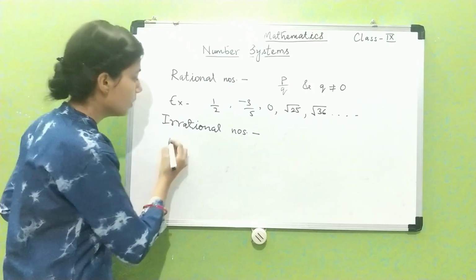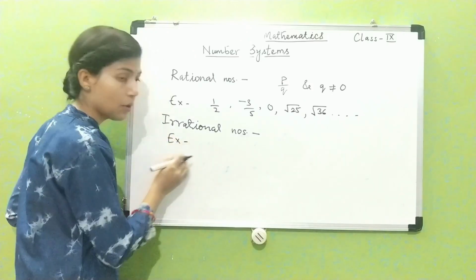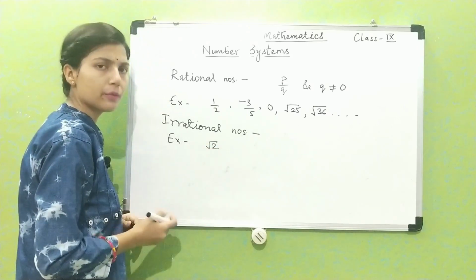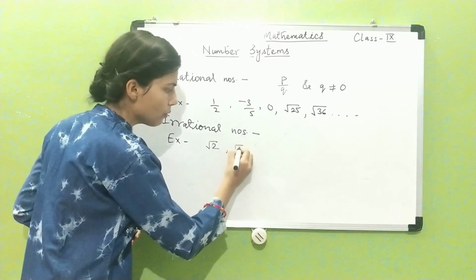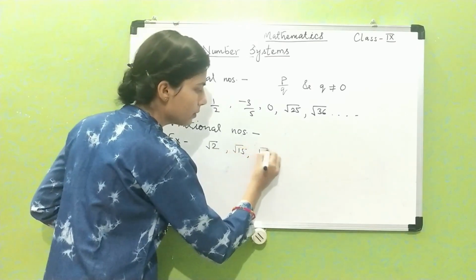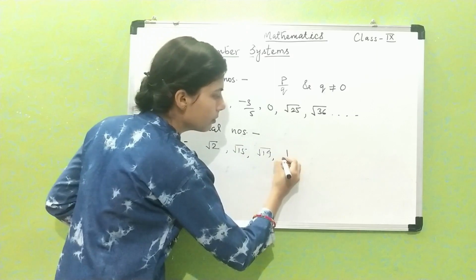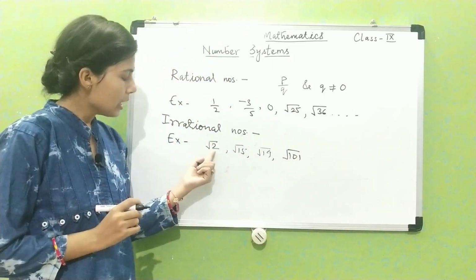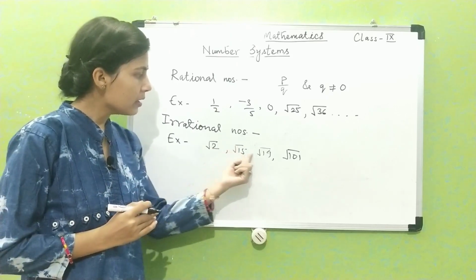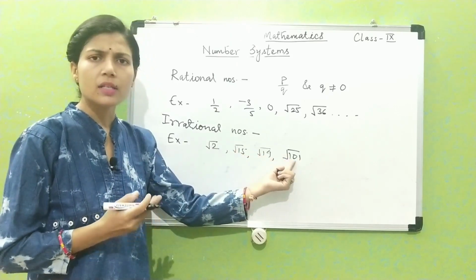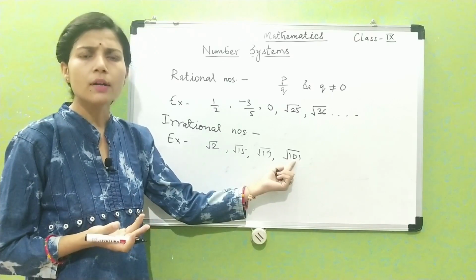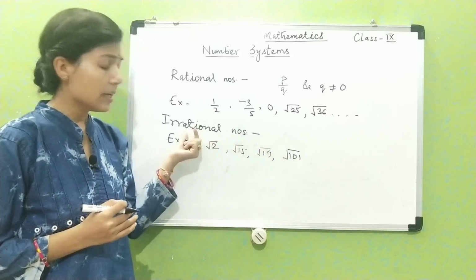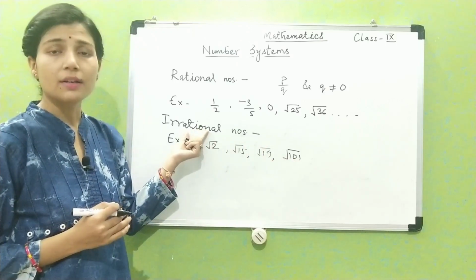Okay, so for example, in the list of irrational numbers: square root of 2, square root of 15, square root of 19, square root of 101. As you can see here, under the square root 2, 15, 19, 101, these all are what? Non-perfect square numbers. So these are coming as examples of irrational numbers.